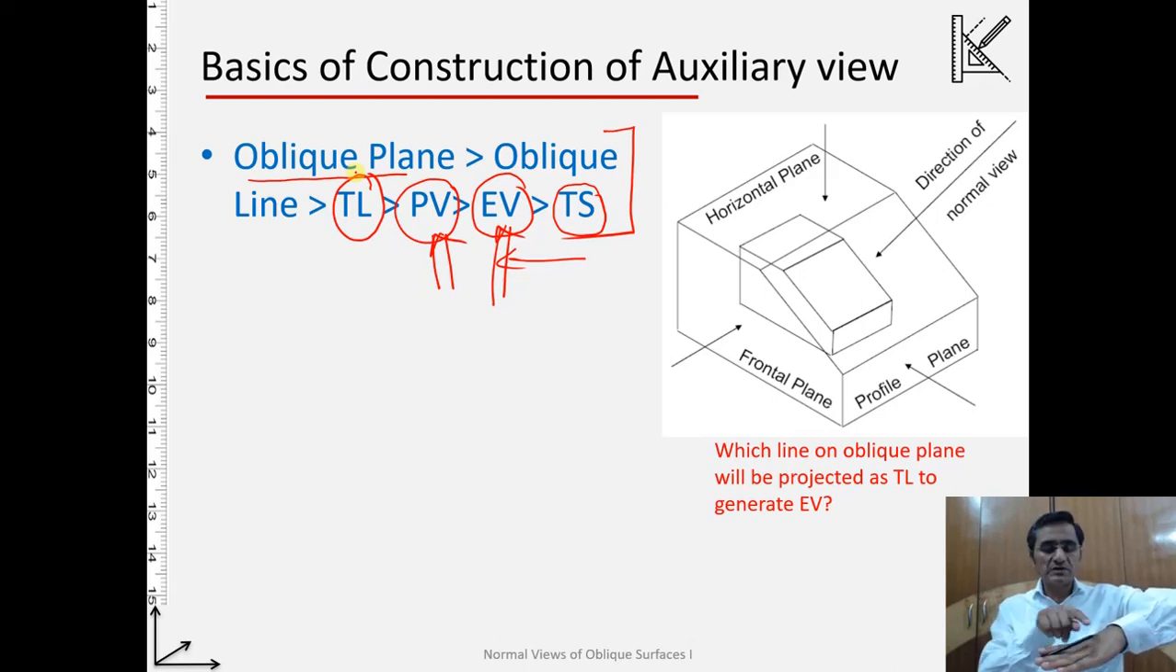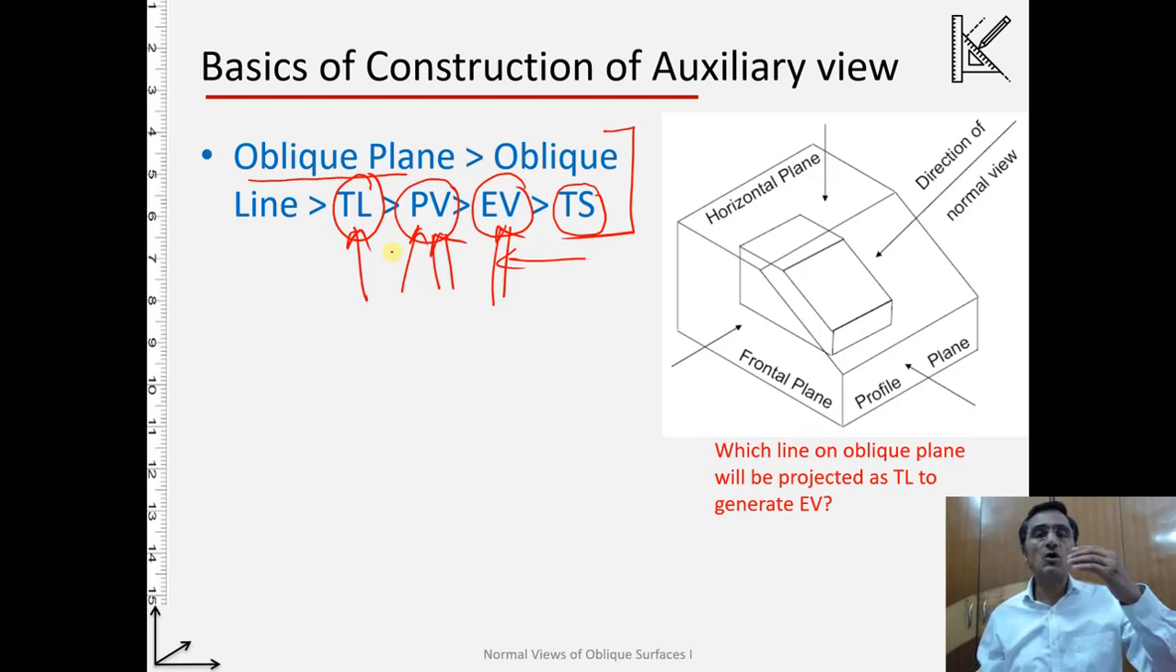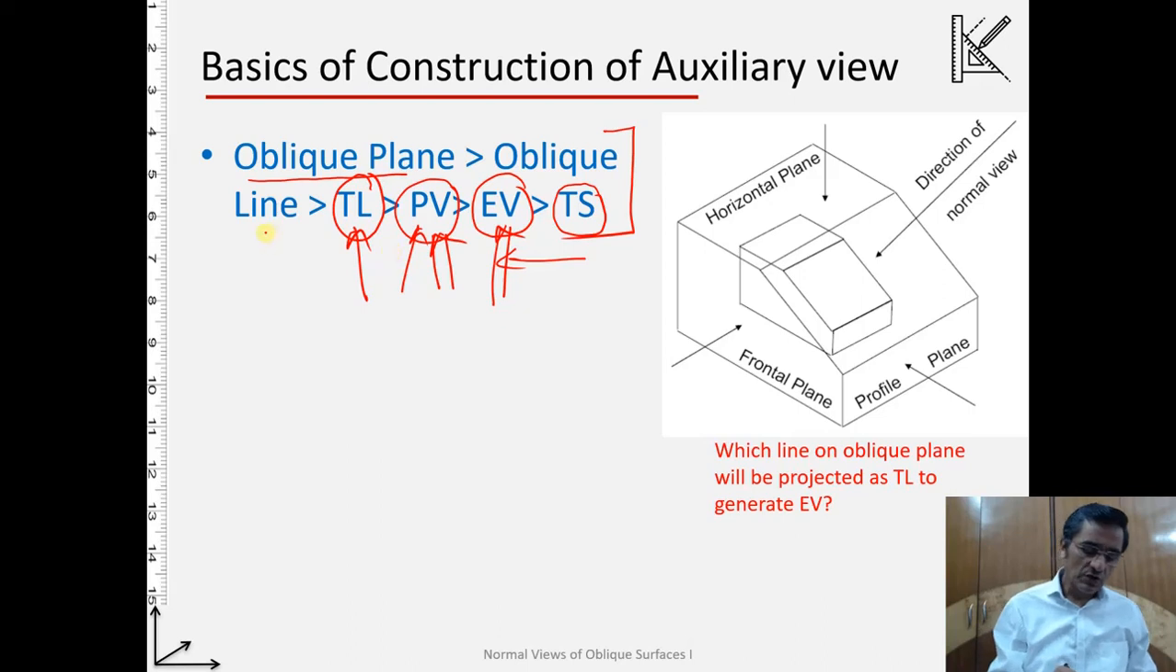Point view of this line by looking from the direction here. At the same time, once I have got the point view of this line, I will also be able to generate the edge view of that entire plane, because this line is lying on the plane. So to generate the point view, I need the true length of a line, or the projection of a line as the true length or as the true shape. So, given an oblique line which can be part of the oblique plane.